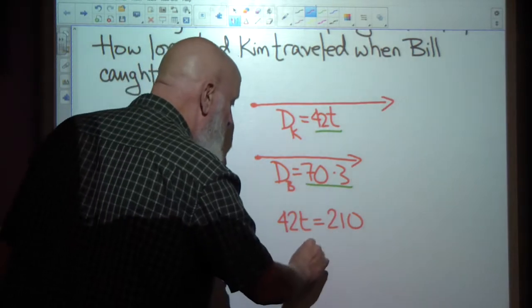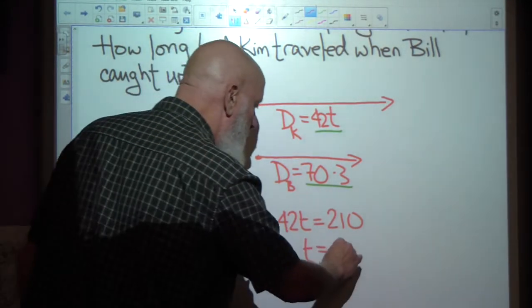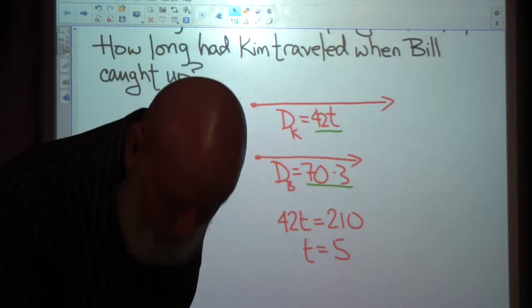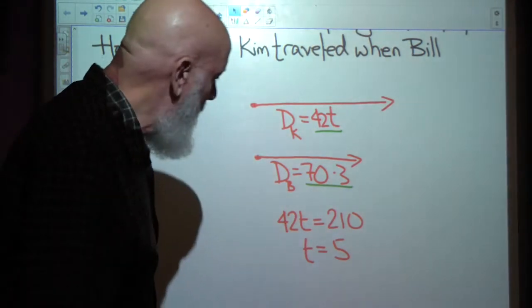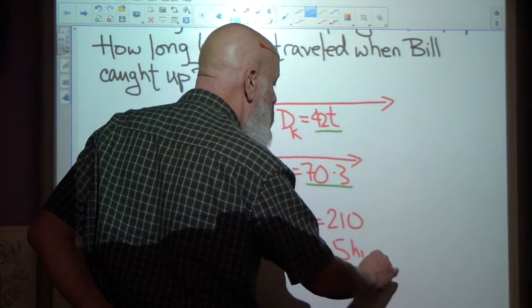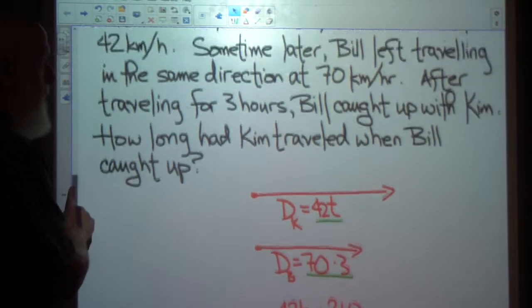And we divide both sides by 42. And I believe that will be 5. Let me check that with my calculator real quick. Oh, I got the key right here. Let's see. Yeah, the T is 5. Yay, time is 5, and that would be hours. And that's the kind of thing we do in the same direction problem, often in the same direction problem.